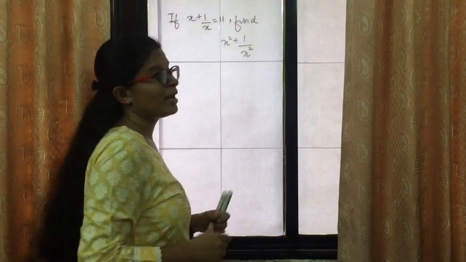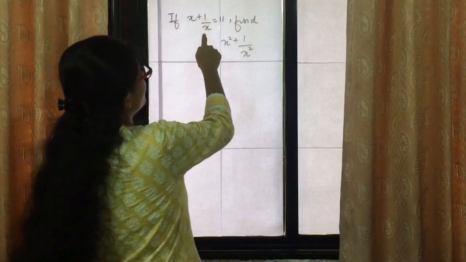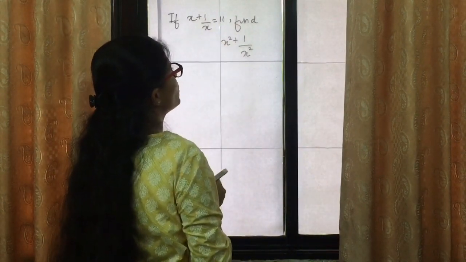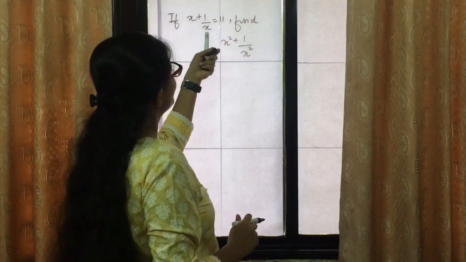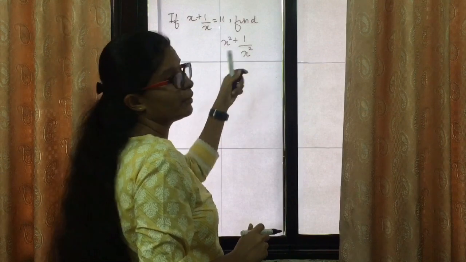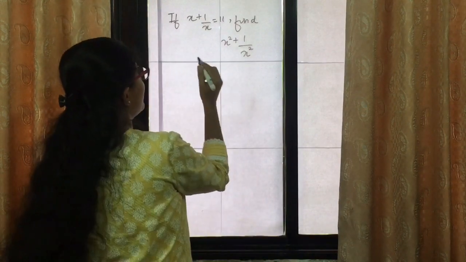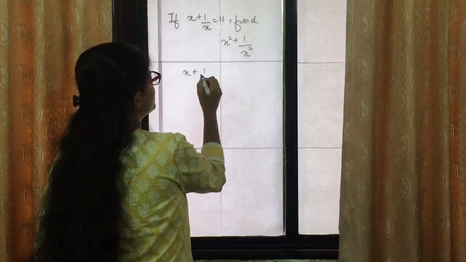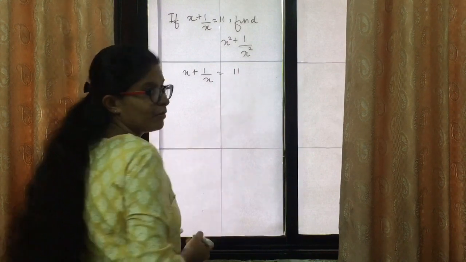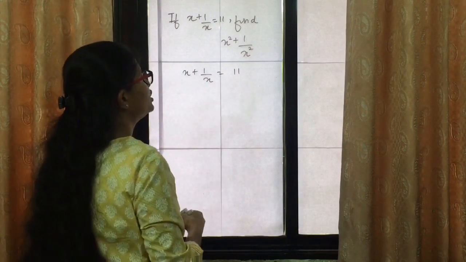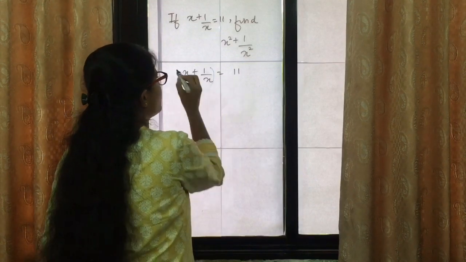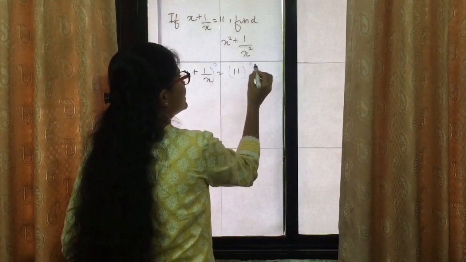Now let us see such a type of question. If x plus 1 upon x is 11, find x squared plus 1 upon x squared. If x plus 1 upon x is given as 11, then what will x squared plus 1 upon x squared be? So let's see how we solve it. We have to solve it from the given condition. If I square this on both sides, so what I will do is squaring on both the sides.